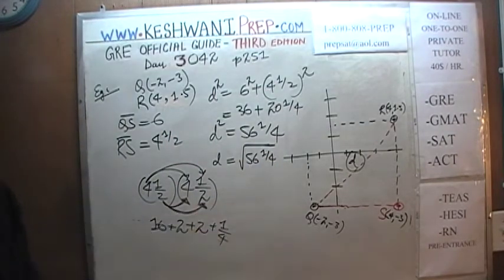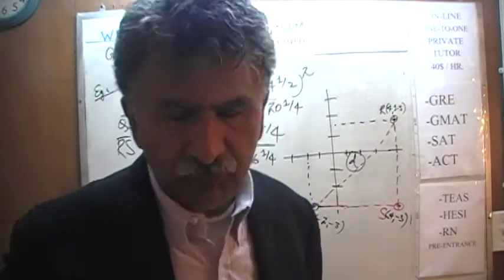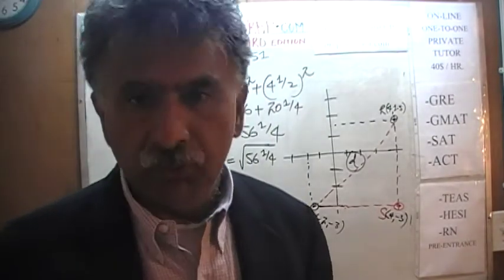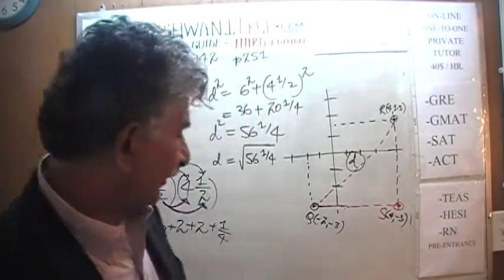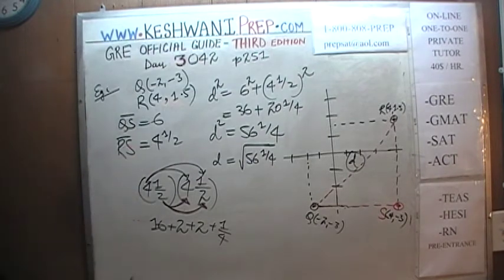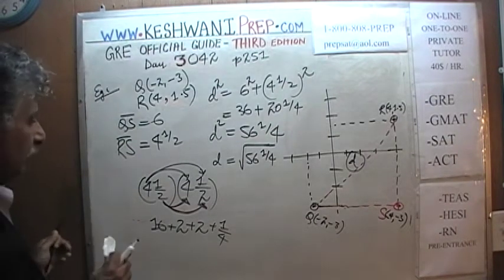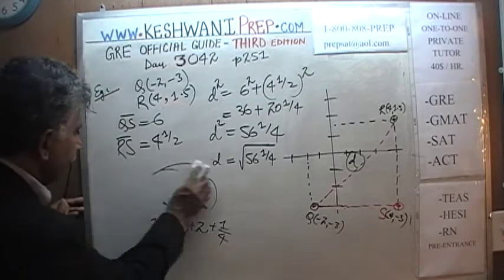At this point, you just pick up your calculator, 56.25, take the square root of it, and you're all done. But I'm going to do something different here. We can erase all of this. We don't need any of it. Let's do it right here.